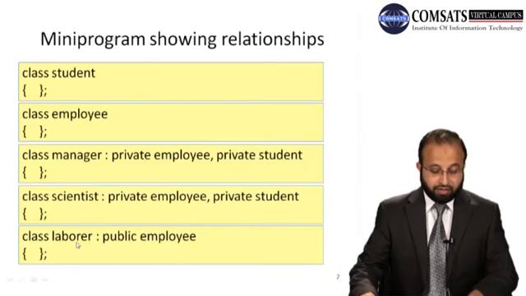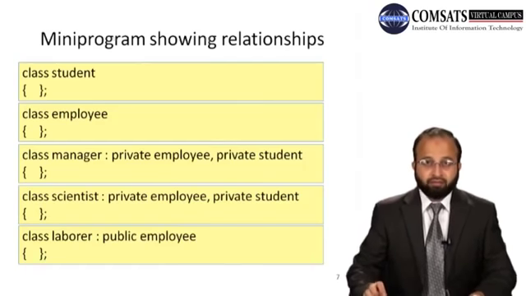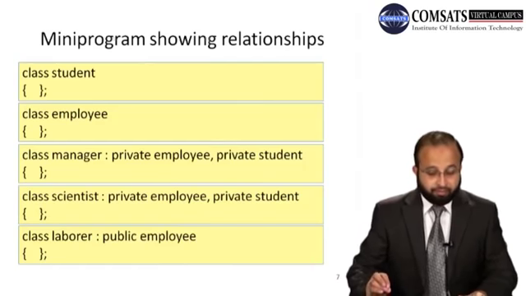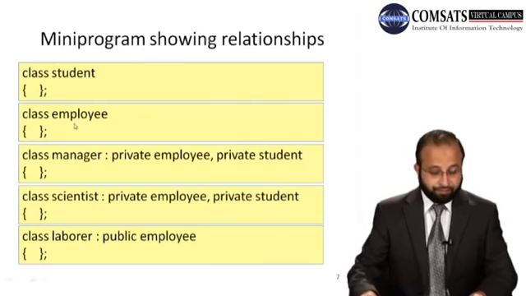So the laborer class is inherited from the employee class, and the type of inheritance here is public. But with scientist and manager, the type of inheritance with the employee and student class is private. This means that the objects of the manager or scientist class are only able to access the public members of their own class, right? They are not able to access the public members of their base classes.